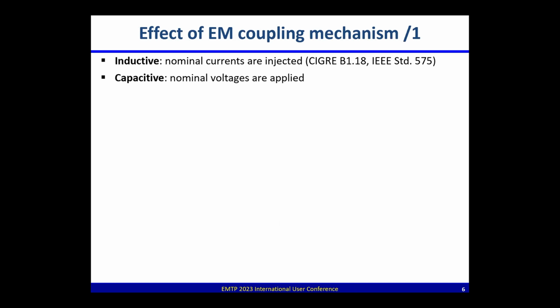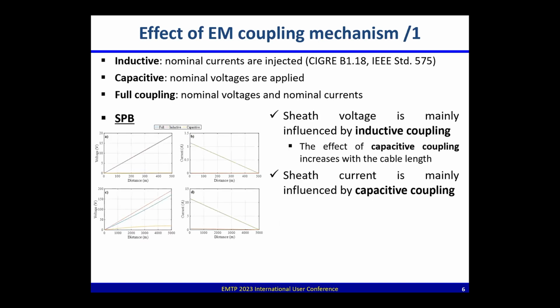Then, of course, we have the capacitive effect, the charging effect, where we actually trigger the shunt branch of the PI section, and we trigger it with the nominal voltages. And then we have, let's say, the full coupling, where we trigger both the series impedance and shunted admittance matrices with a nominal voltage and a nominal current.